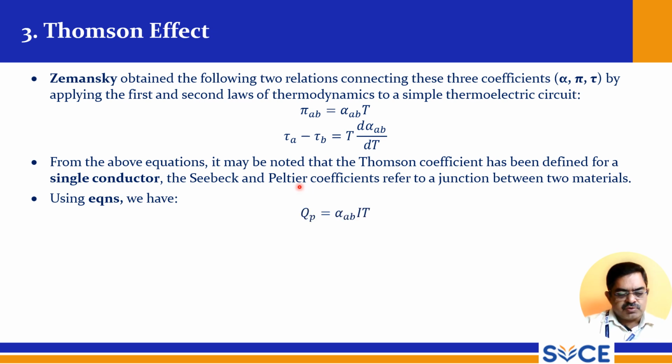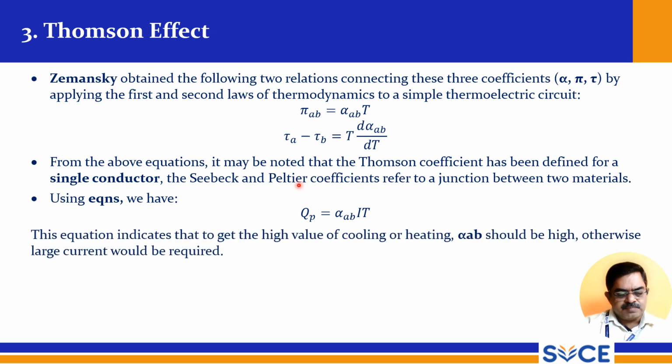So by using those two equations, Qp equal to alpha AB into I into T. This equation indicates that to get a high value of cooling or heating, alpha AB should be high. So we have to maintain alpha AB at higher values, otherwise a large current would be required.